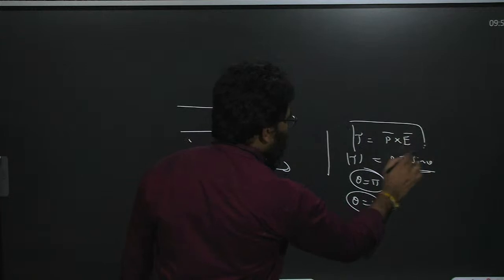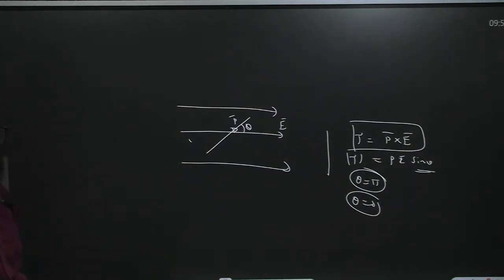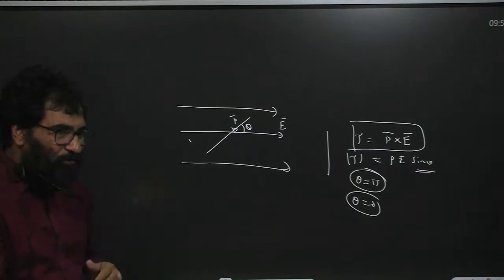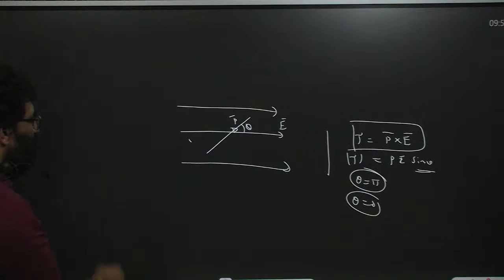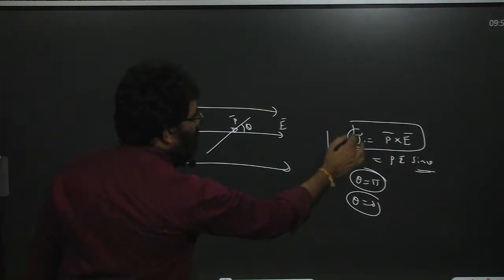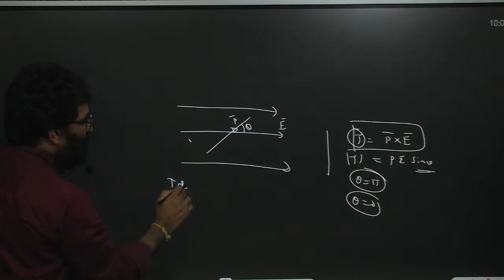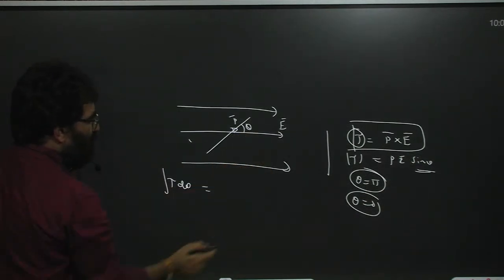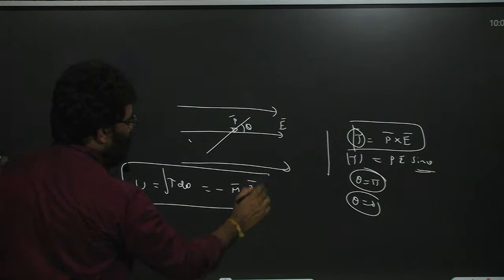The torque is always acting to minimize the potential energy. Why is the torque acting? The torque acting on the dipole in an external electric field always tries to minimize the potential energy of the configuration. Work done is torque into d theta; rotational work done is tau d theta. That is nothing but the potential energy, minus P bar dot E bar. This is very important.